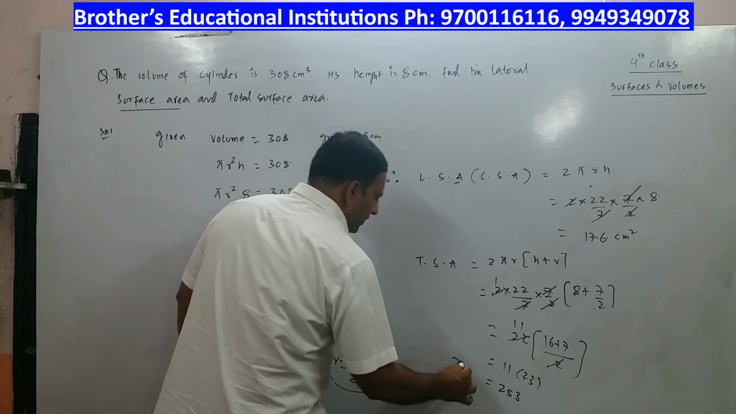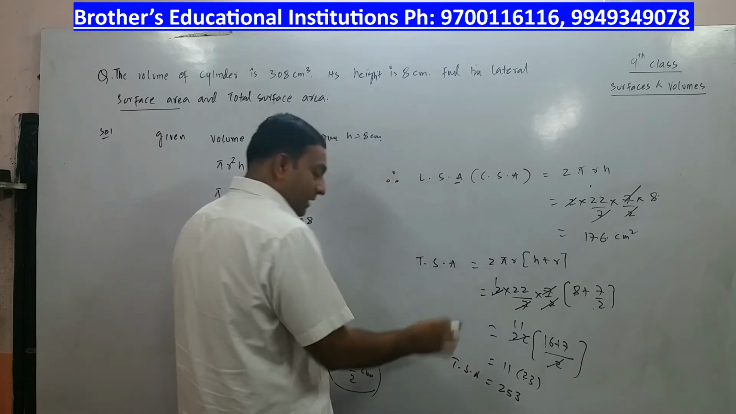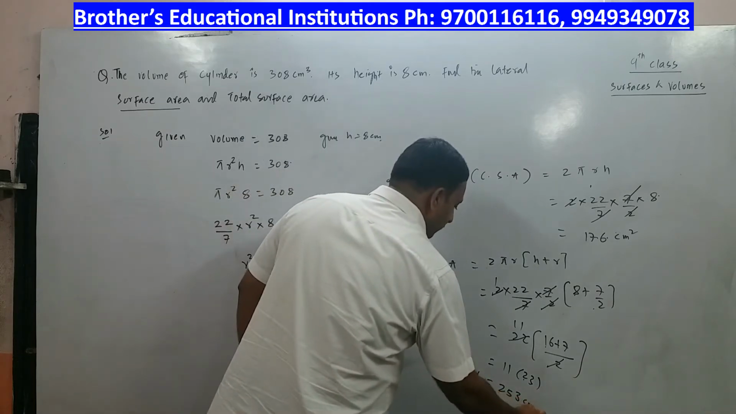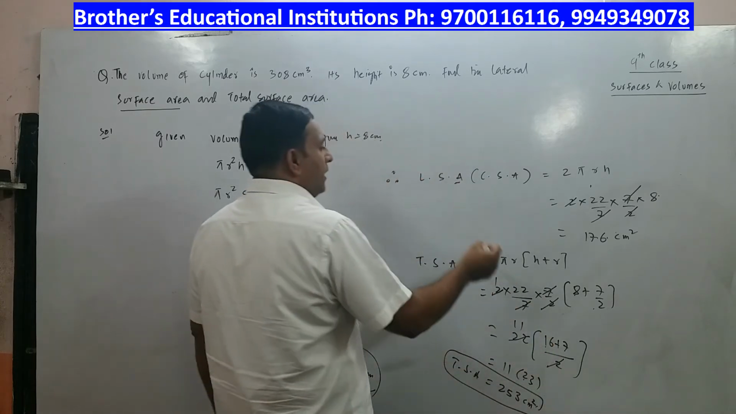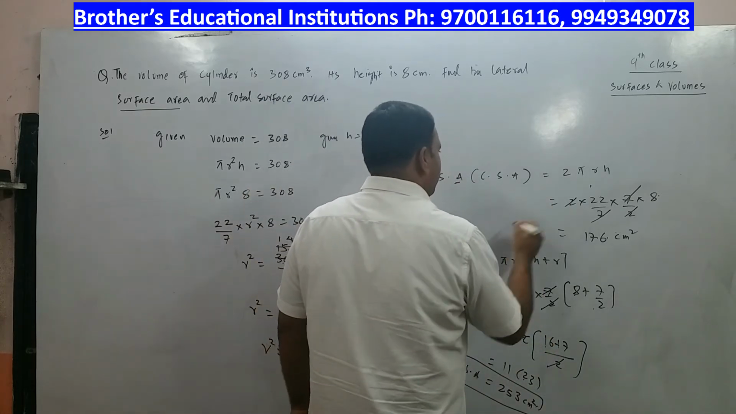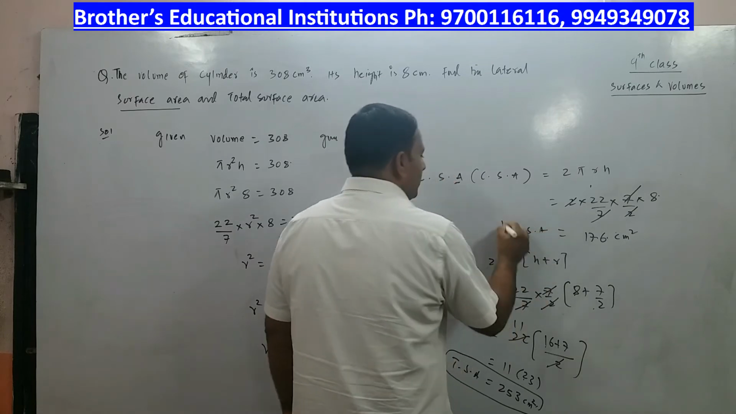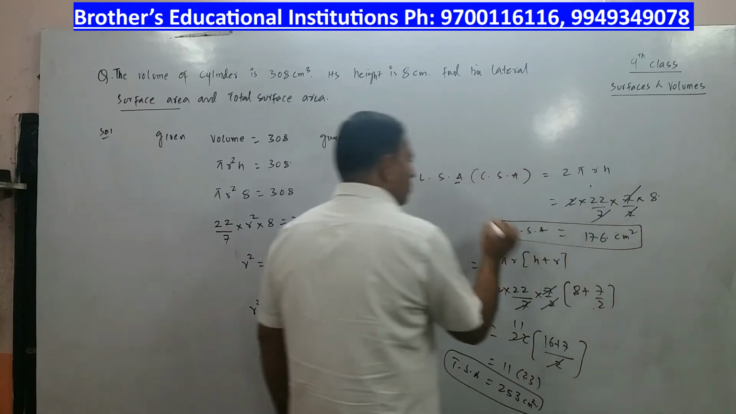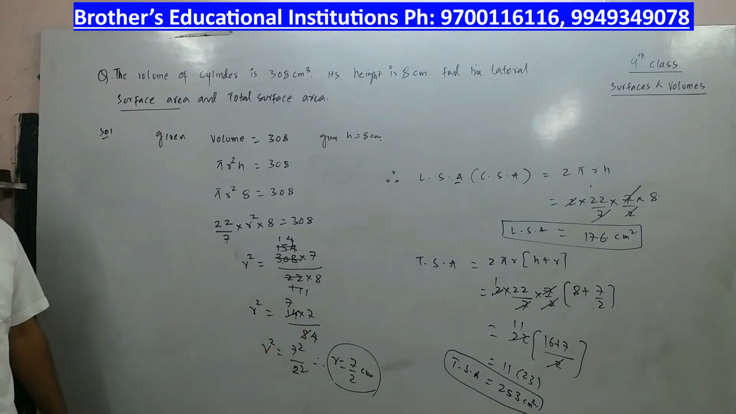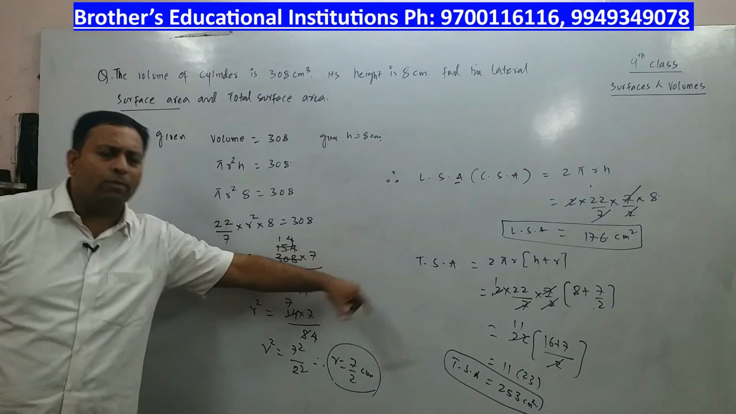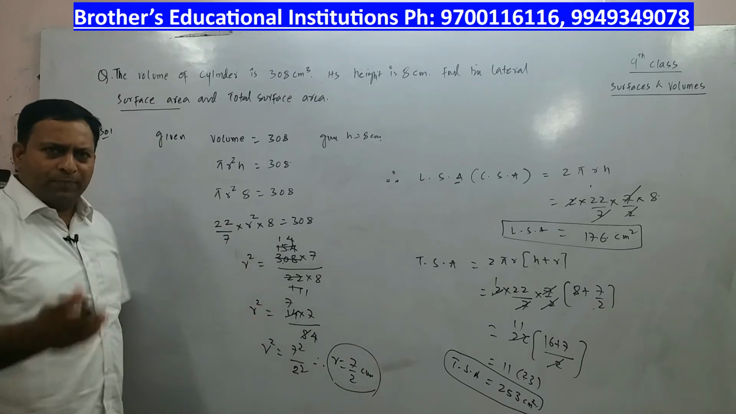So total surface area, and don't forget to mention units, it is area. Total surface area is 253 centimeters square. Similarly, the lateral surface area or curved surface area is how much? 176 centimeters square. Right? I have gone a little fast, but I am sure you have understood the calculations. You may pause the video and then go for the next problem. Alright.